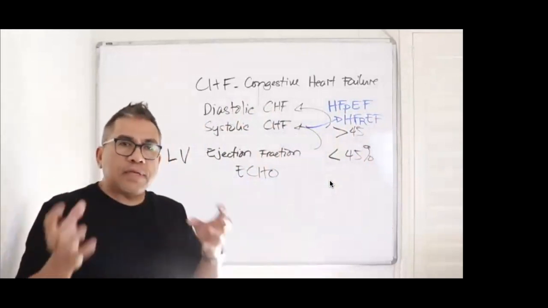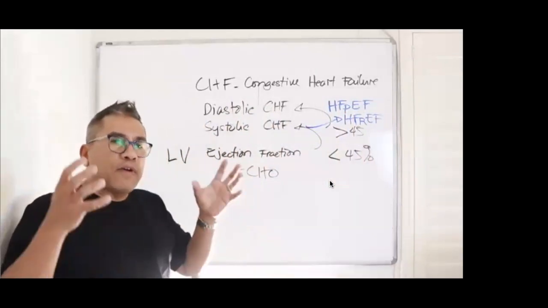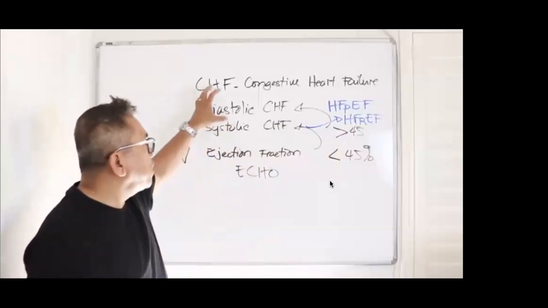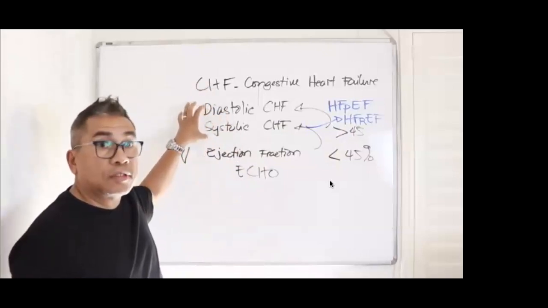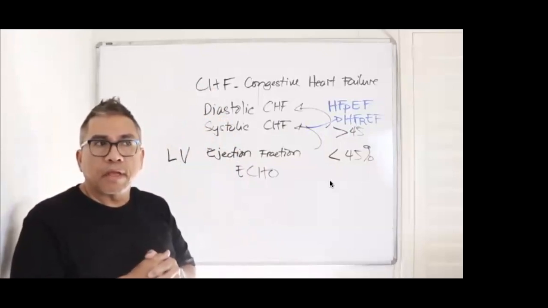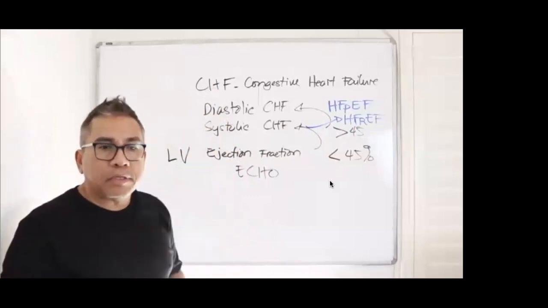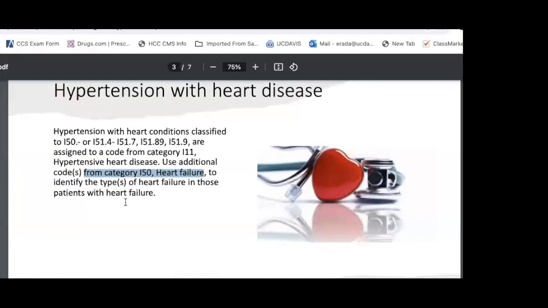Now, what is the significance of what I'm showing you here, guys? If a patient has hypertension and has this type of heart disease, this heart failure, how are you going to code hypertension? What is the hypertension code that you are going to apply? Now you can go back to the book. Let's see here. The guidelines are saying that for hypertensive heart disease, use a code from category I-50 heart failure to identify heart failure in those patients.